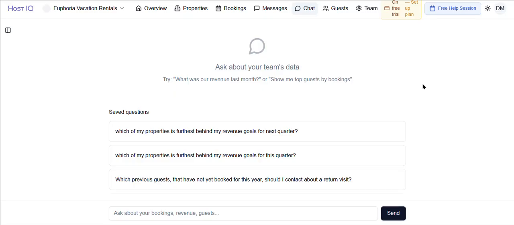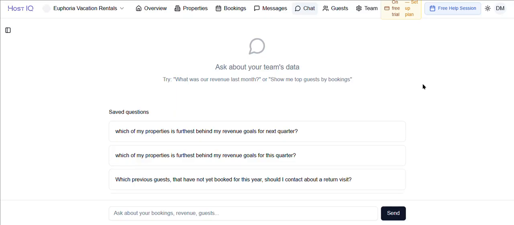We take all of that information, as well as market data that we collect for specific markets, as well as competitive intelligence for your market for like properties, and even things like weather patterns. And we use all of that to give you insights on how you're performing and also actions that you can take to better grow your bookings.